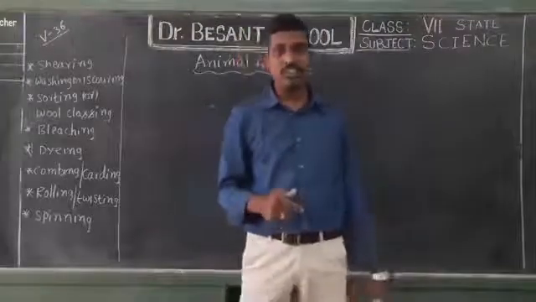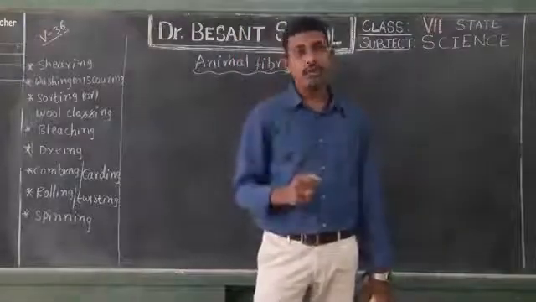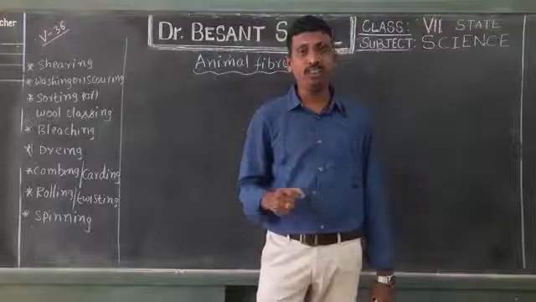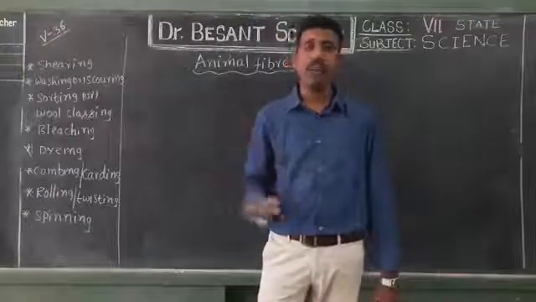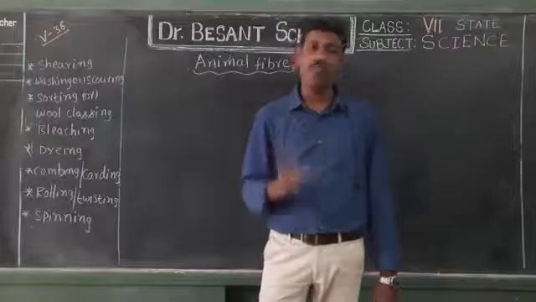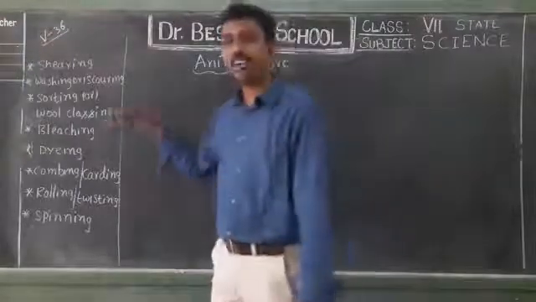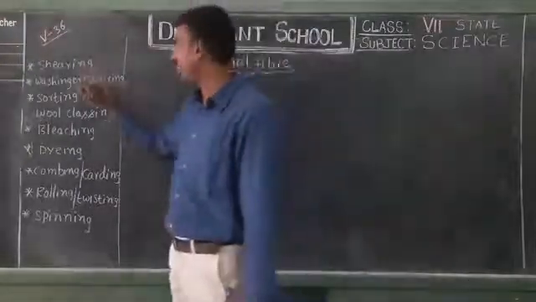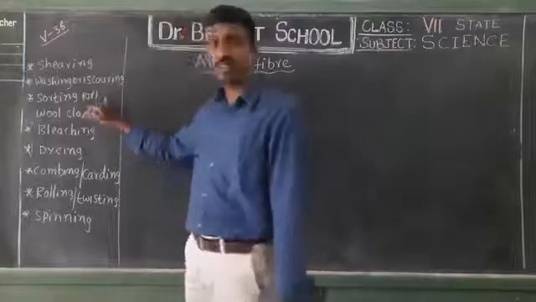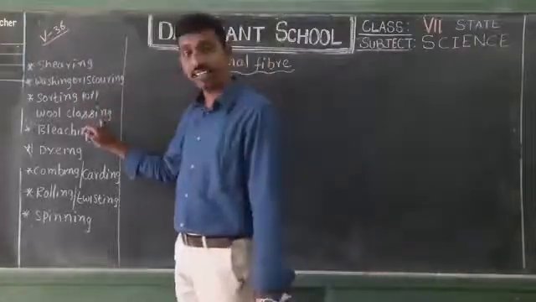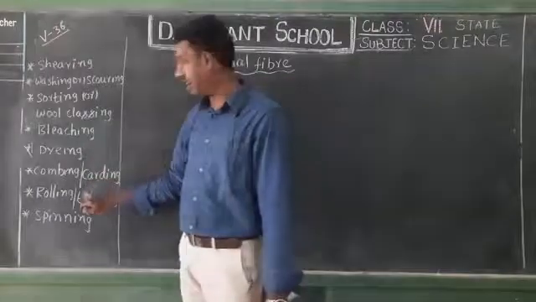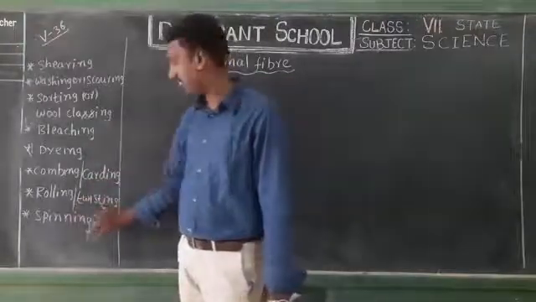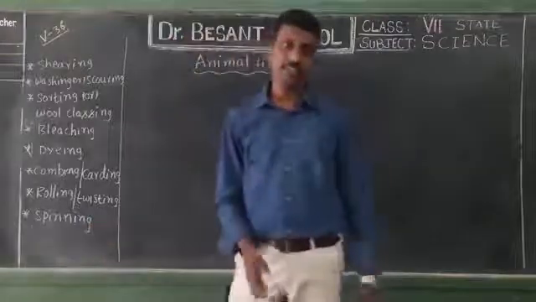In the previous video, we discussed different processes involved in the extraction of wool from animals and the manufacturing of woolen fabrics. What are the stages we already discussed so far? Shearing, washing or scouring, sorting or wool classing, bleaching, dyeing, combing or carding, rolling or twisting, and spinning.